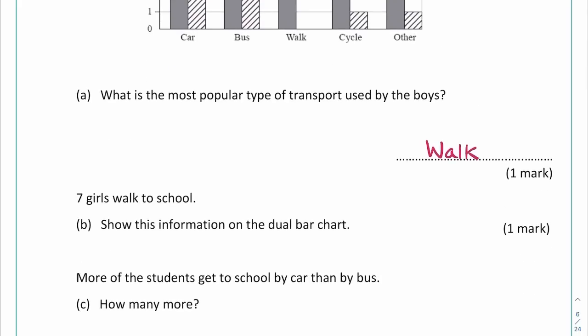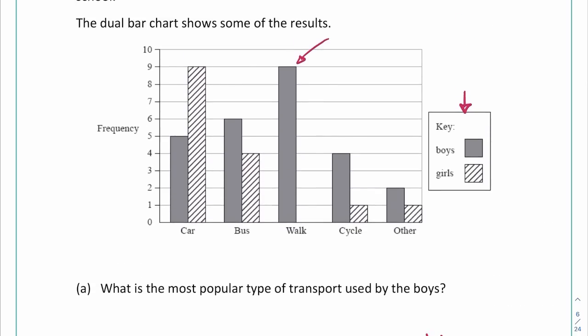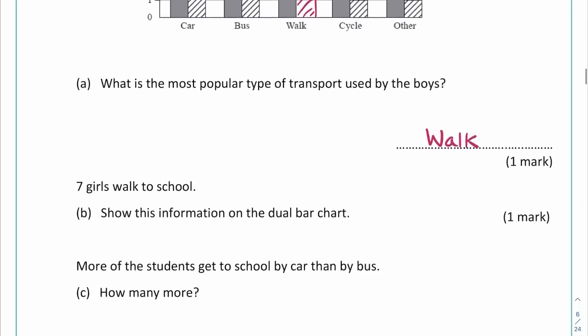7 girls walk to school. Show this information on the dual bar chart. You've got to watch out for questions like this because sometimes they're kind of hidden away. There's no dotted line and you can easily miss them. So make sure you read all the questions carefully. So 7 girls walk to school. So we want a bar going up to the 7, which we can see just here. Making sure you do this nice and neat with the ruler. And then apply any shading that you've been asked to in the key. So this one has the diagonal lines. So there we go. We don't want to spend too long putting these lines in, but there we are. Happy with that.